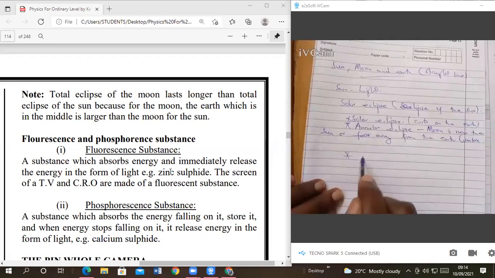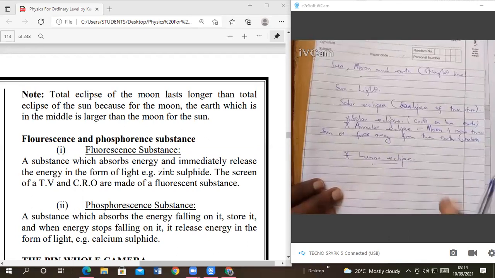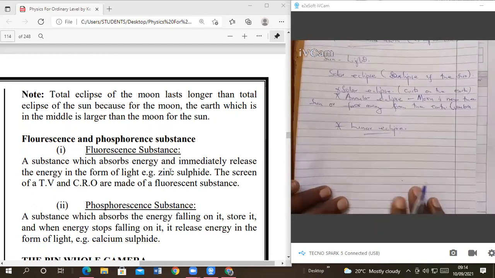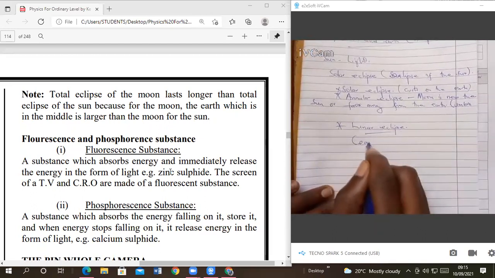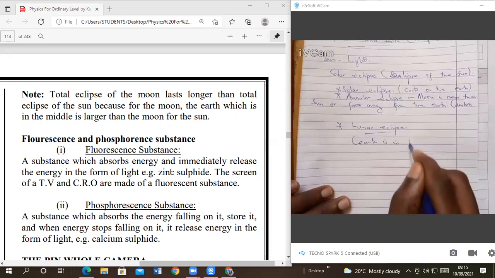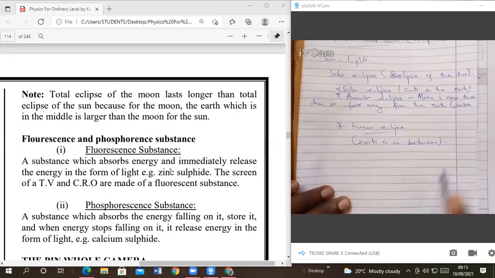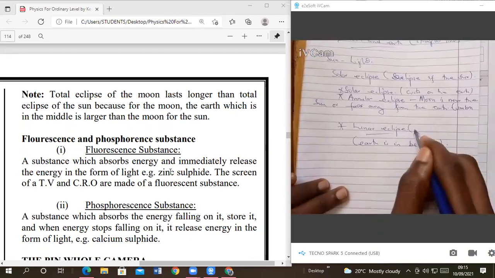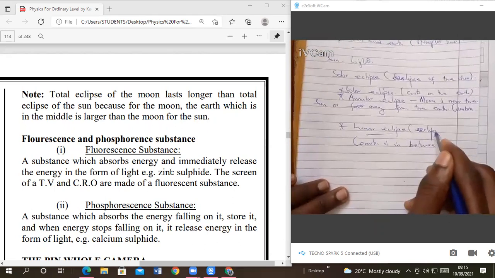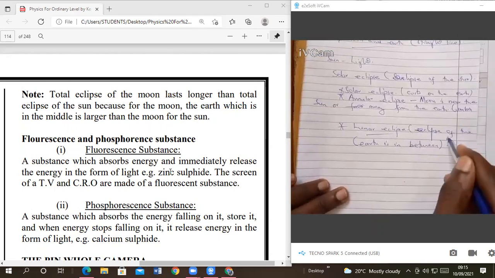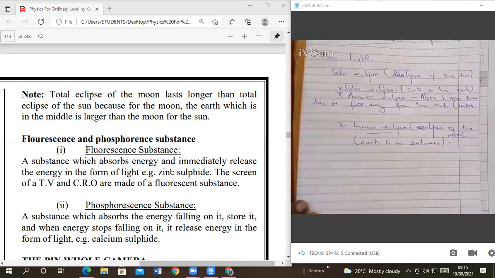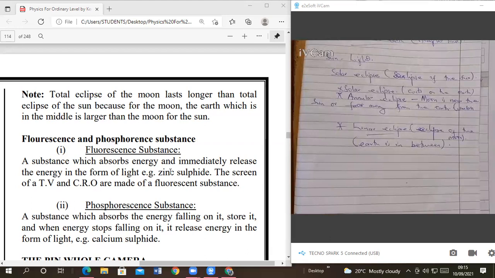Then we have what we call the lunar eclipse. For lunar, the earth is in the middle. And this one takes place only at night. The lunar eclipse, sometimes we call it the eclipse of the moon. It takes place only at night. And we discuss the duration it takes for its occurrence.